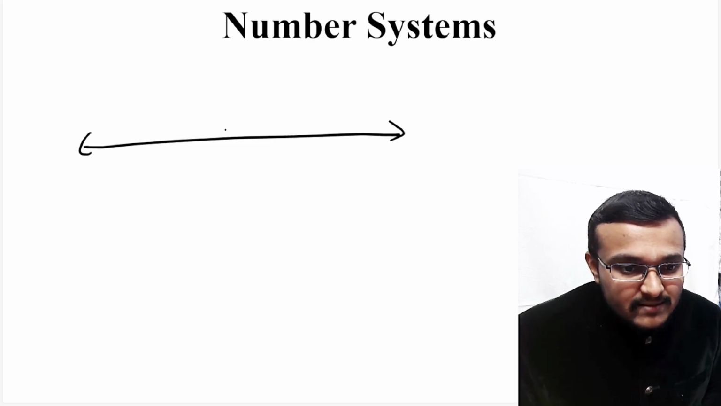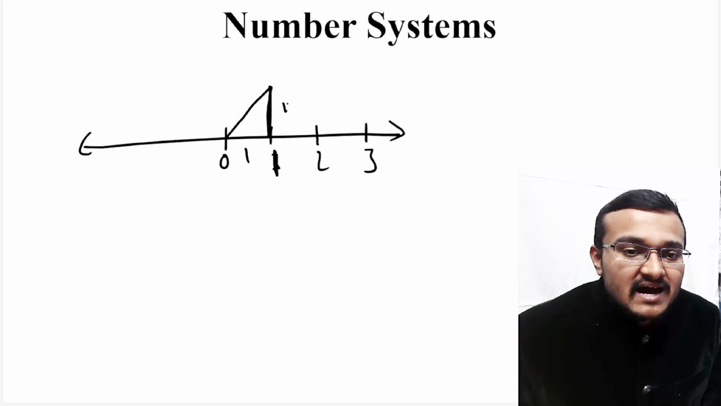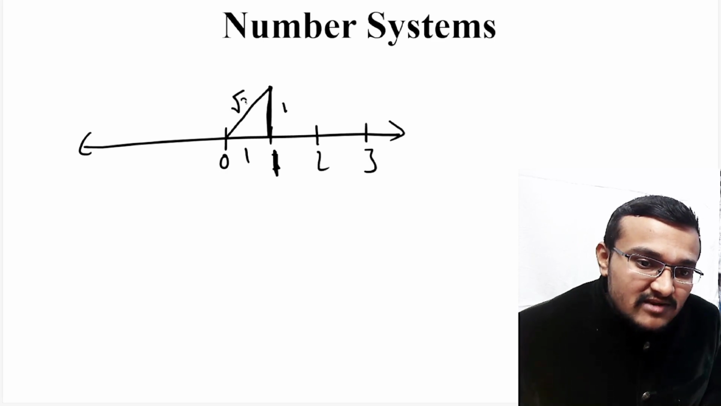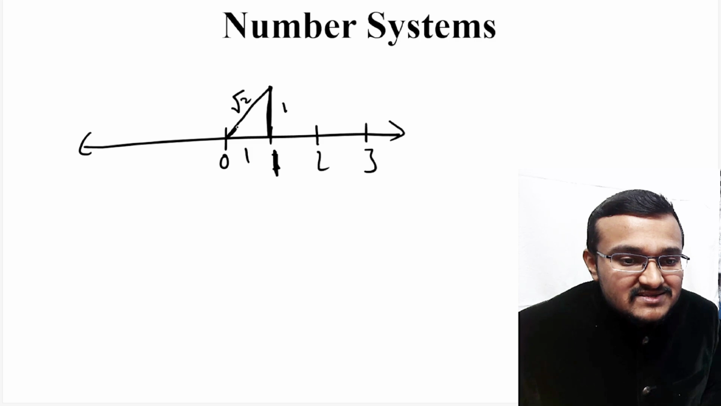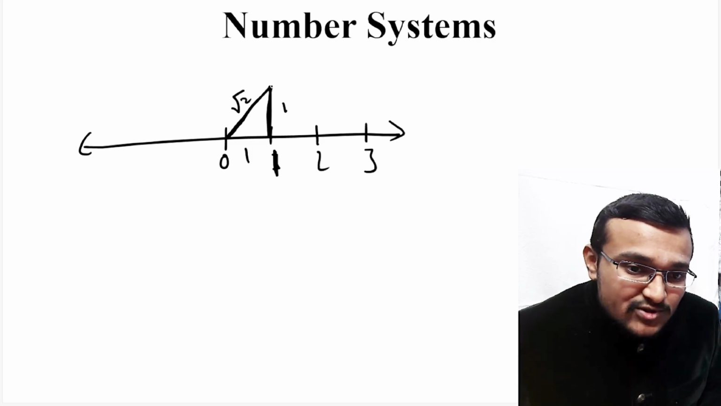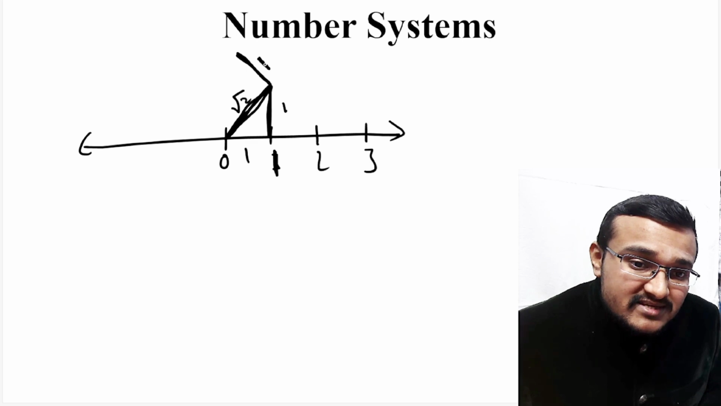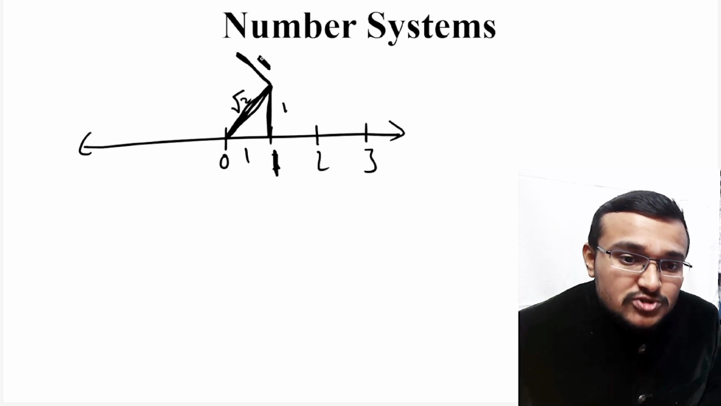You can consider a number line like this, 0, 1, 2, 3, and a triangle which has 1 unit as its base and 1 unit as its height. So what will be this value? This value will be root 2. Now you can consider this as one of the lengths of a particular right angle triangle, and you can draw a perpendicular line to this hypotenuse. Also remember the length of this particular line should also be 1 unit.